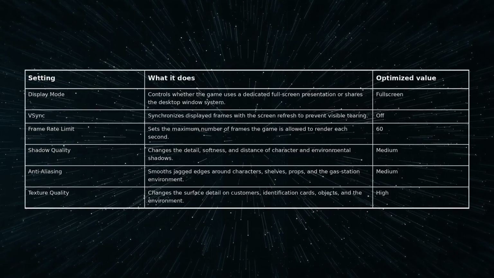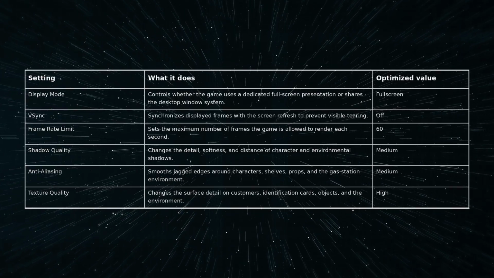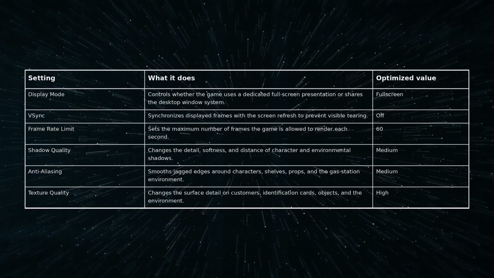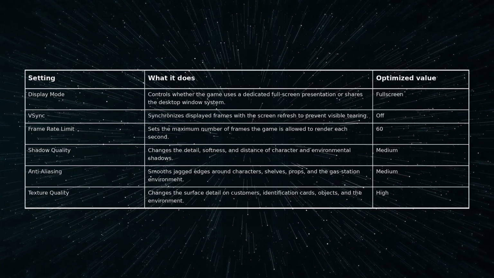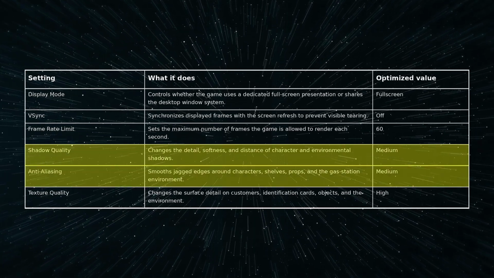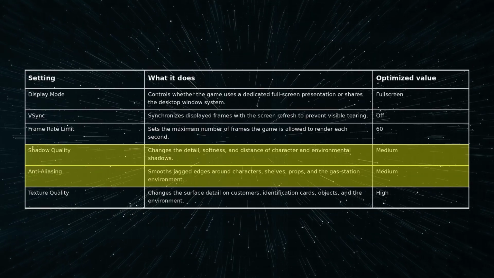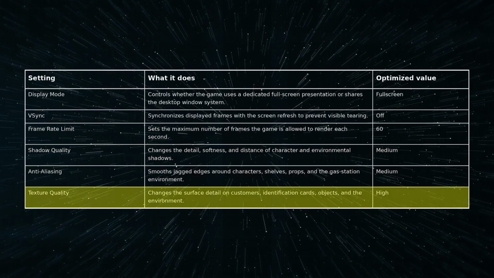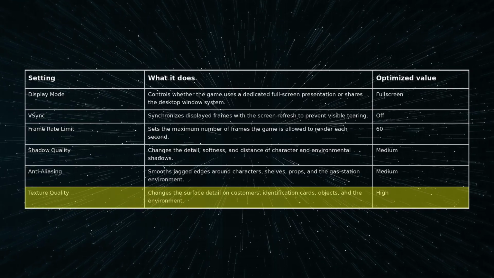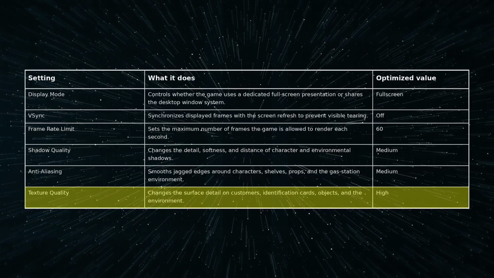Well, this is true, but for weaker machines, you will need to make some in-game settings adjustments to get a decent performance. So for machines with 8 or even 16 gigs, I'd start by setting the shadow quality to medium and anti-aliasing to medium. Those changes should help most when monster attacks fill the station with movement and effects. You can keep texture quality on high so faces, identification cards, and suspicious details remain easy to inspect.